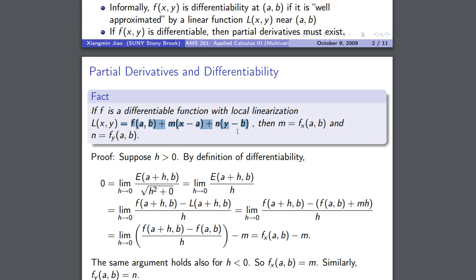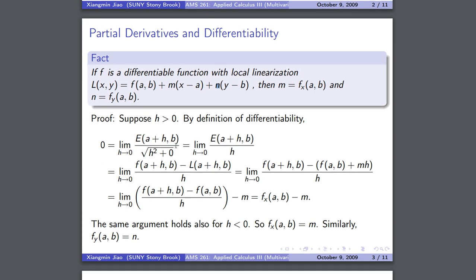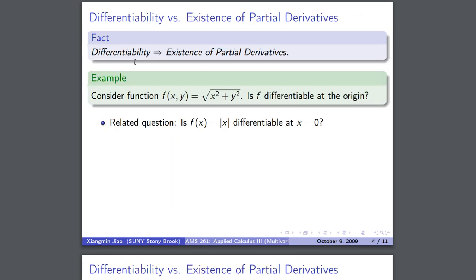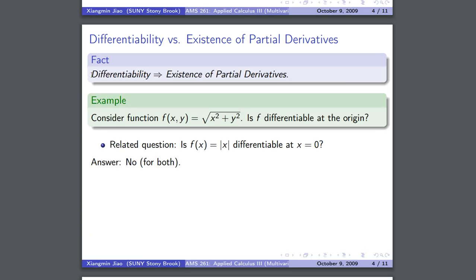And m is the partial derivative of x, and n is the partial derivative of y. And then a very nice proof is shown here, okay? It's very well done, all this. And of course, if it is differentiable, the partial derivatives must exist, okay? Being differentiable means that the partial derivatives exist. Differentiability implies existence of partial derivatives.